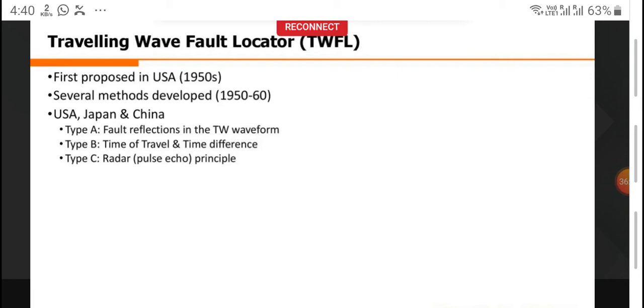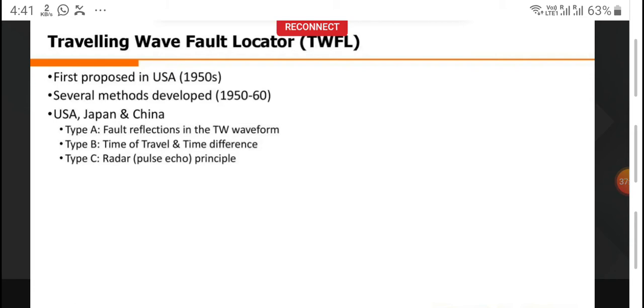Second one was time of travel and time difference, which I believe we have covered. This is one of the ways of doing that, but it could not be very useful, because at that time, time of arrival and time syncing were not possible, as GPS was not available. Then the third one was the radar or pulse echo principle. This principle is nothing but your TDR method.